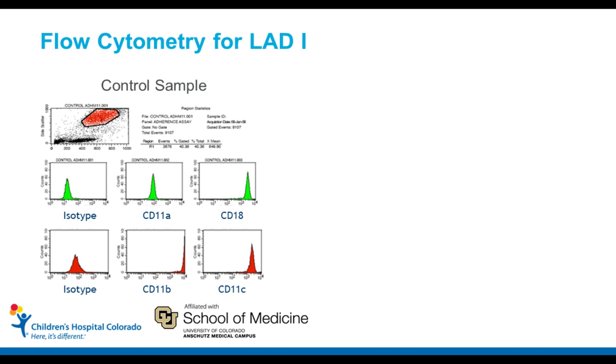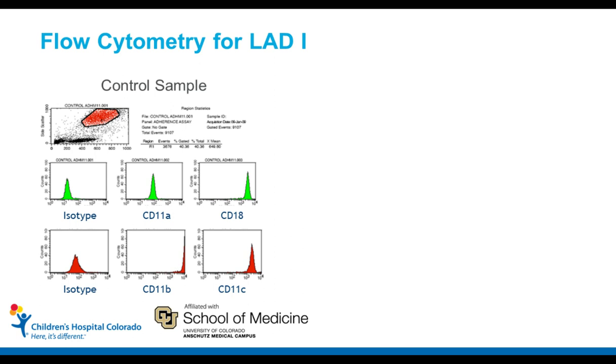So how do we diagnose LAD 1? This is done by a very simple flow cytometry assay. We take whole blood as shown here. We choose to analyze just the neutrophils, as shown in red on the top left. And then the specific expression of the integrins CD11a, CD11b, and CD11c, as shown in the histograms below, is examined.